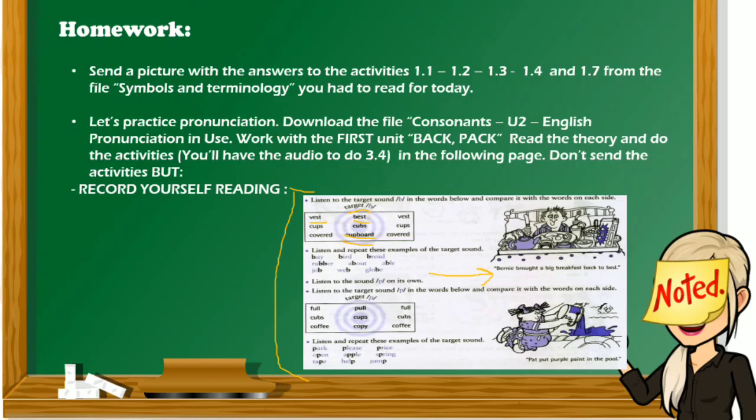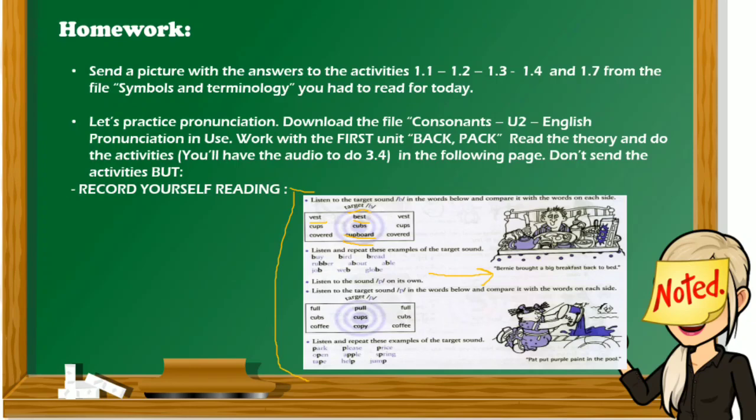Target P. Full, pool, full. Caps. Coffee, copy, coffee. And you read the words. Park, please, price. P, P, P. You don't say park, please, price. No, it's park. Park, please, price. Yes? Open, apple, spring. Tape, help, jump.